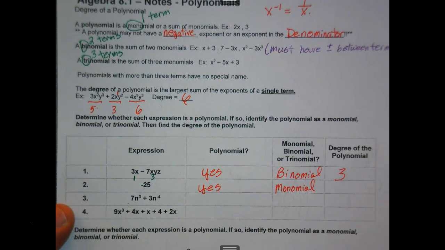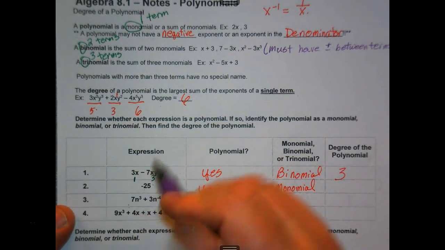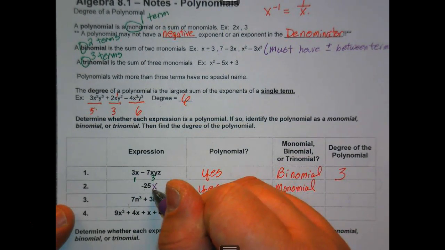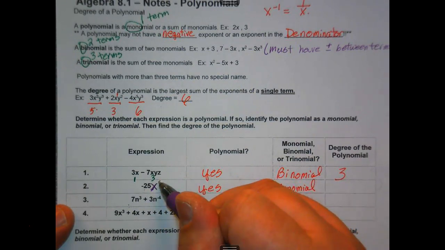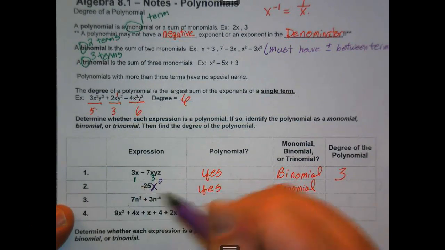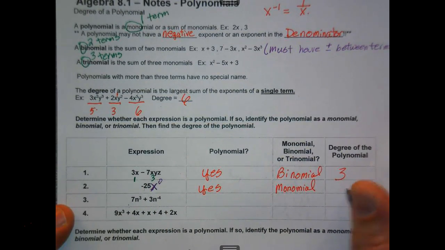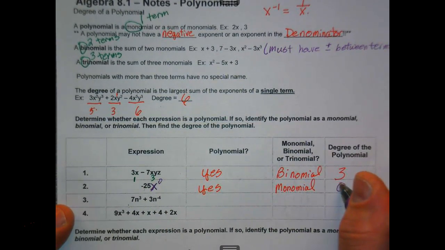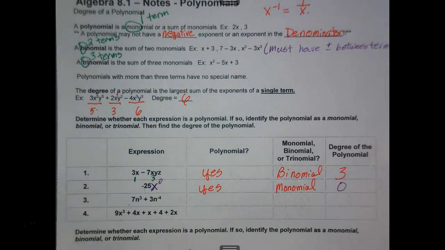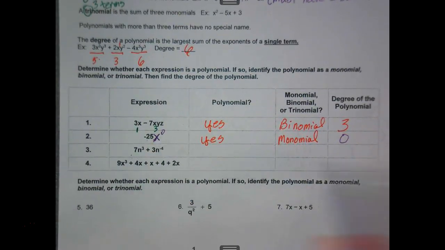Yeah, this is a toughie. Okay, so it doesn't have a variable. So if I put an x there, what power is this x? 0, so that it is a 1. Okay, x to the 0 is a 1. 1 times negative 25 is negative 25. So this is degree what? 0. It's actually a trick question.